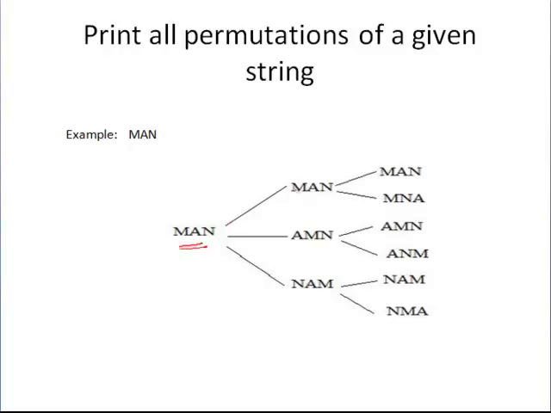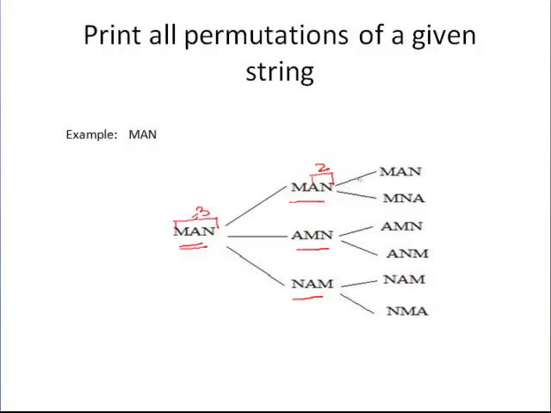Here, m can be swapped with itself to yield man. It can be swapped with the second element, or it can be swapped with the third element. So we get 3 possible cases. It's important to remember that initially the length of the string was 3. After the first pass, the length has reduced to 2. Now we can process the algorithm recursively for a string of length 2.